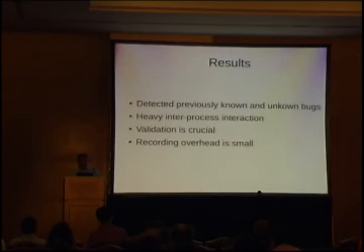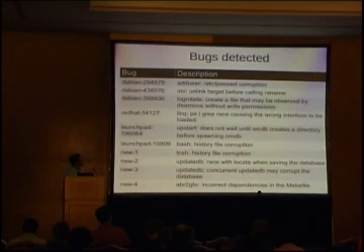How heavy were those interprocess interactions? And is the validation step really crucial? I mean, is it really useful? And can we really use RacePro in production? Okay. So this table shows you the bugs that RacePro detected.